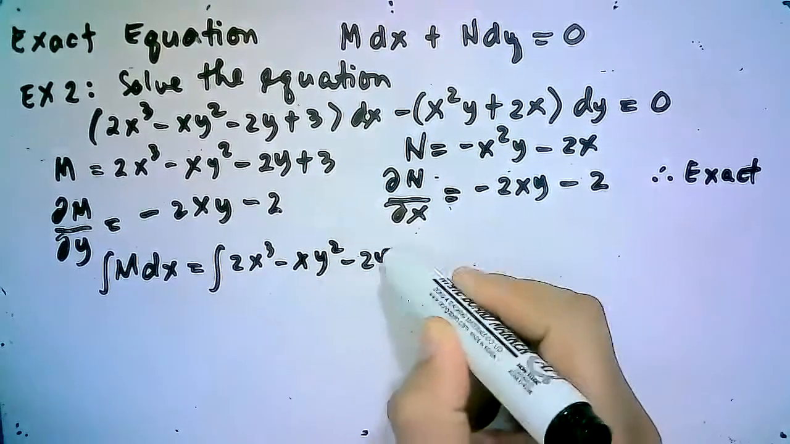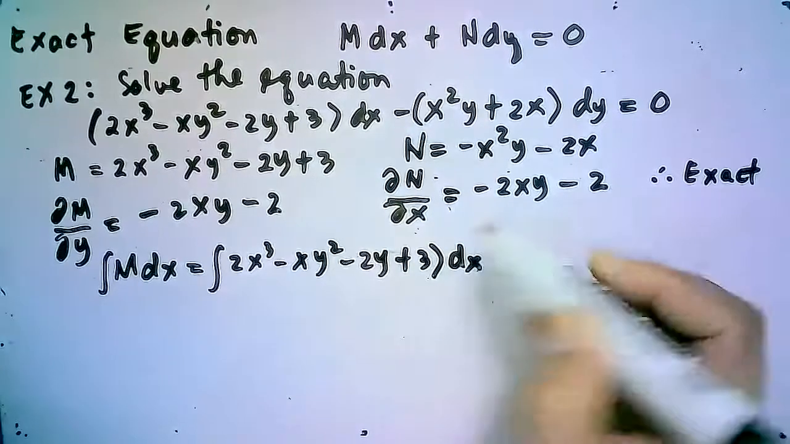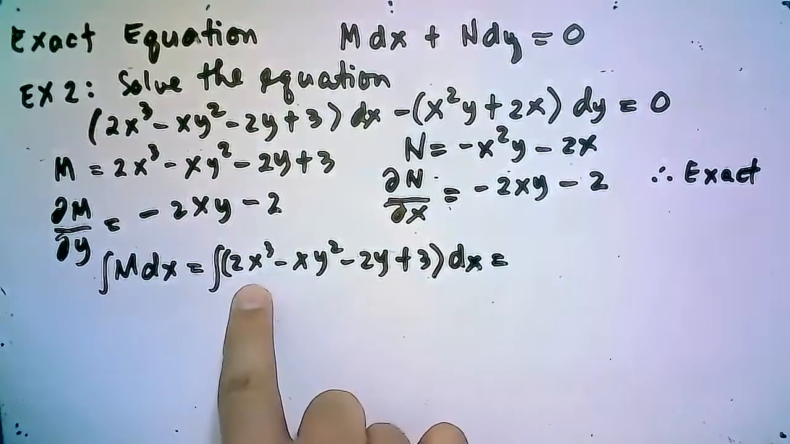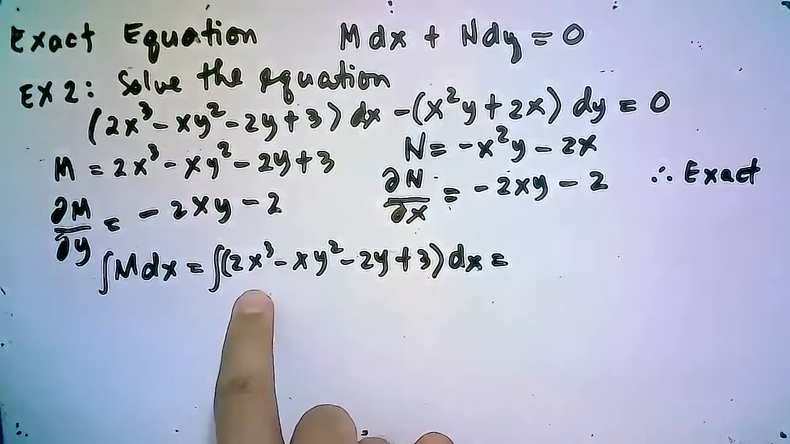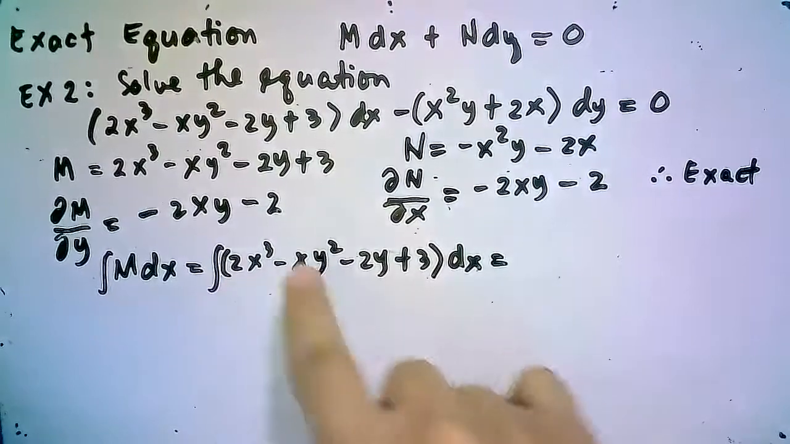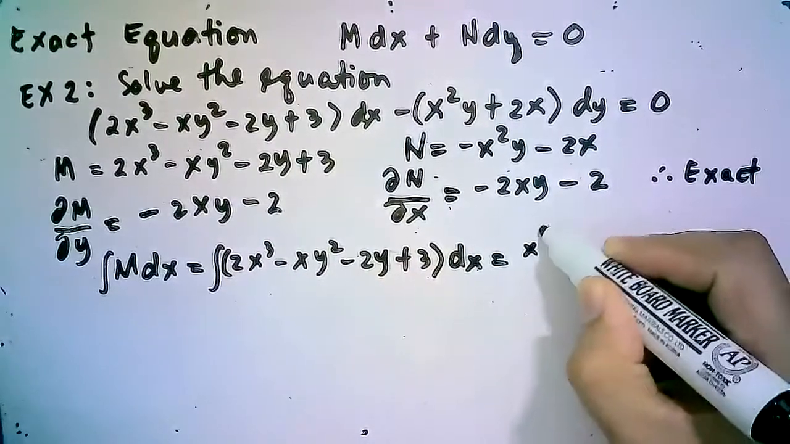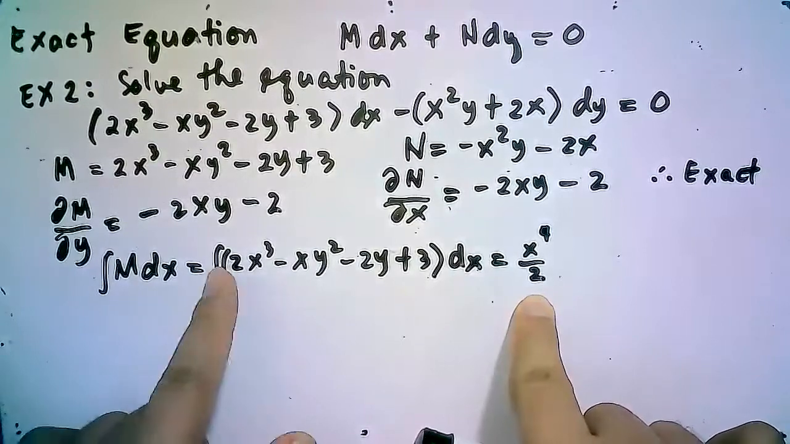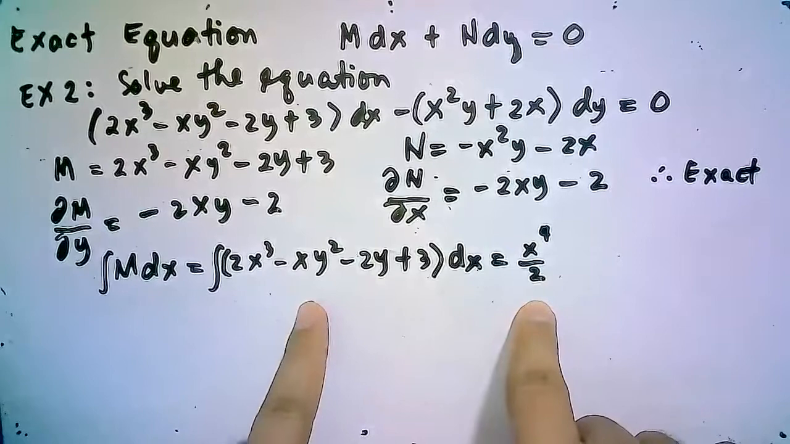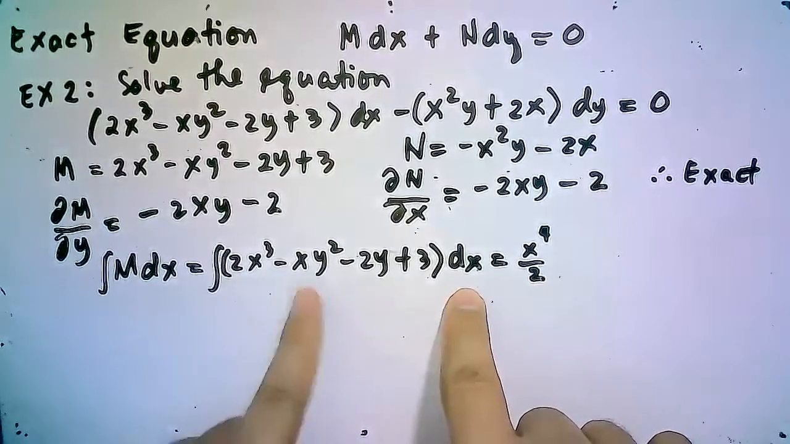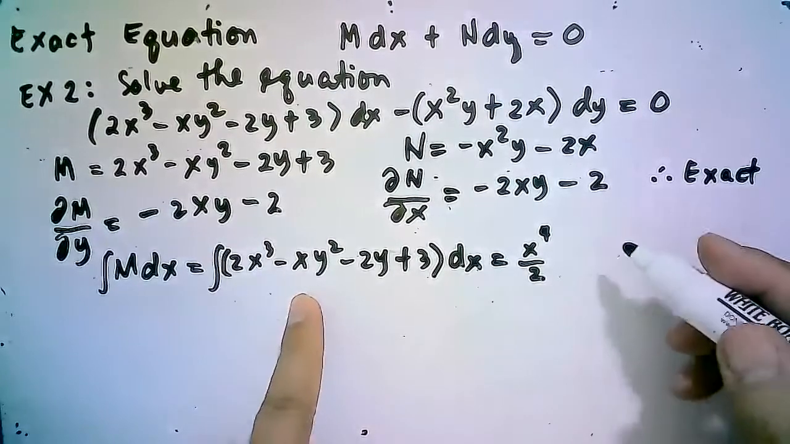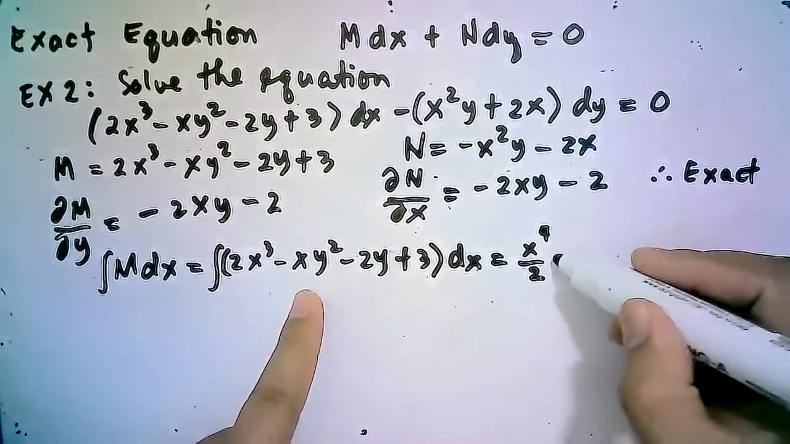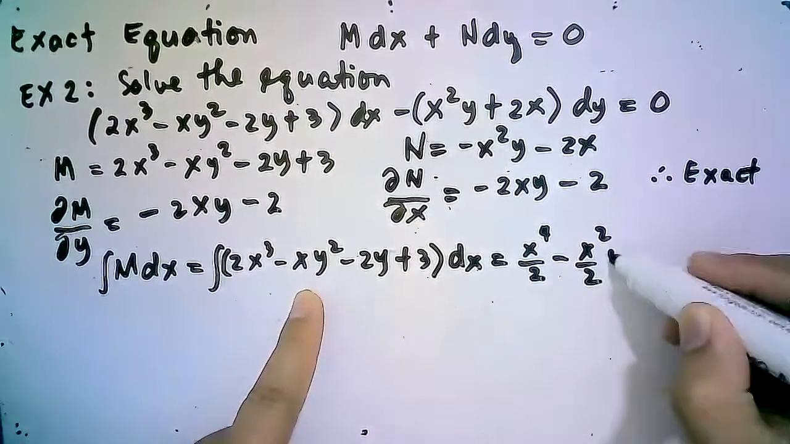minus 2y plus 3 dx. The integral of this is x to the fourth over 4. Times 2, that becomes x to the fourth over 2. This is supposed to be over 4, but you have here your 2. So 2 over 4, that is 1 over 2. Minus this one, the integral of this term dx, the equivalent now is x squared over 2 times y squared. So minus x squared over 2 y squared.